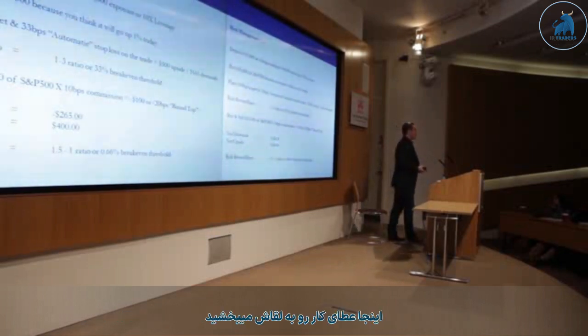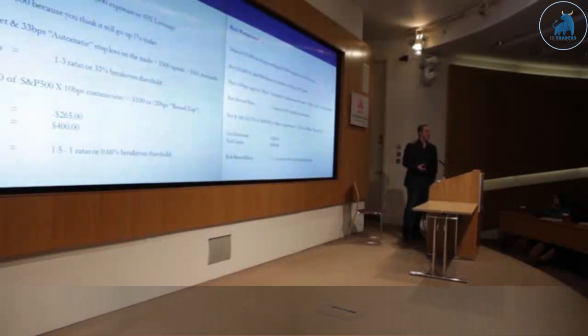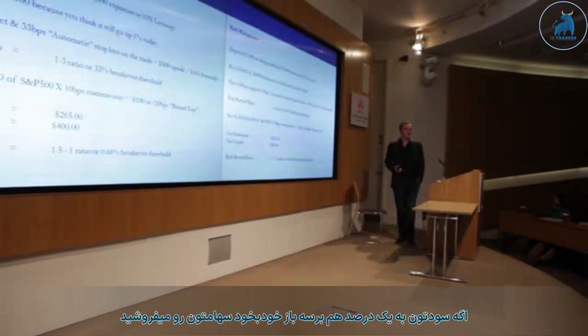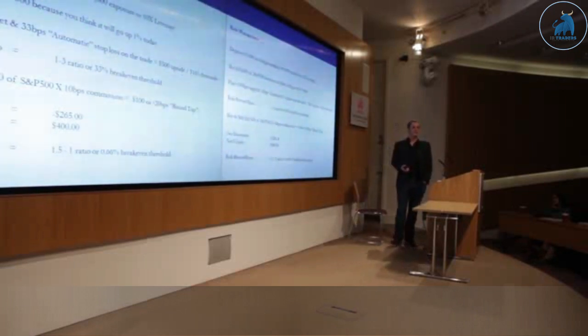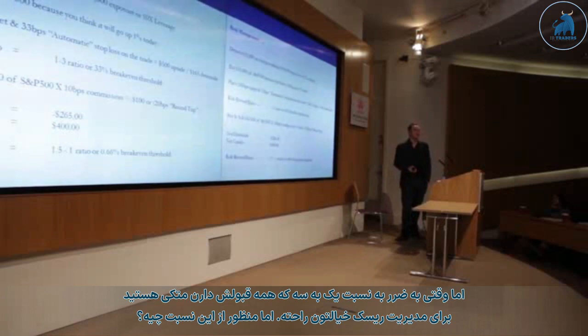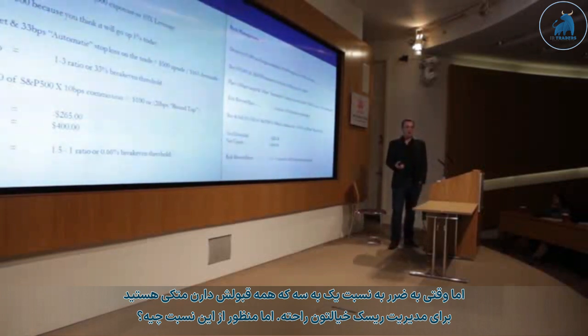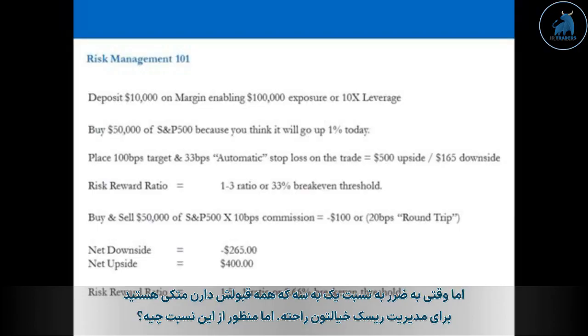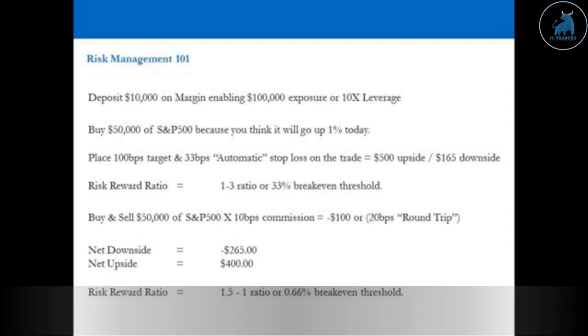So you get stopped out. But you trade out automatically if you make 1%. So you stick a 1-to-3 ratio on it. And everyone is told this is a great way to manage risk. But what does that actually mean?